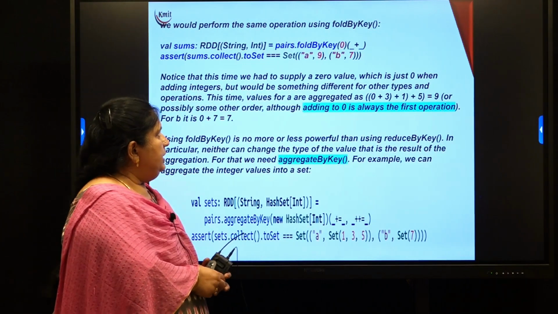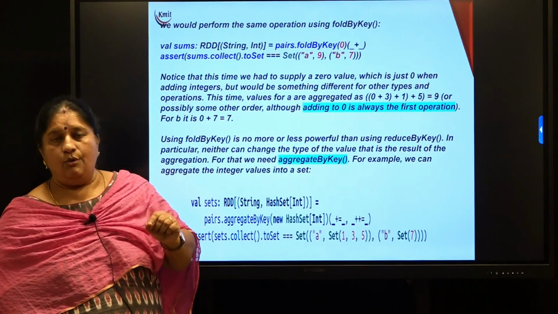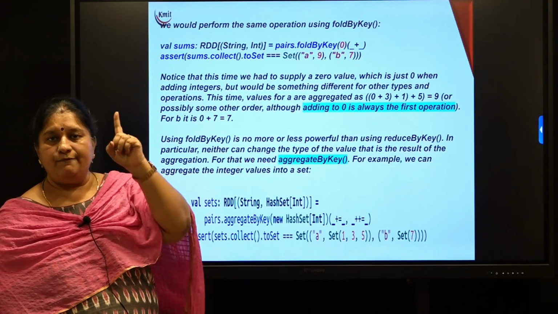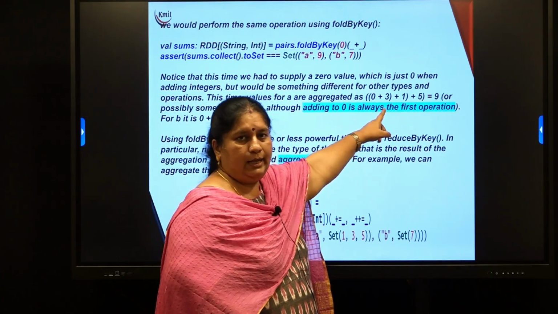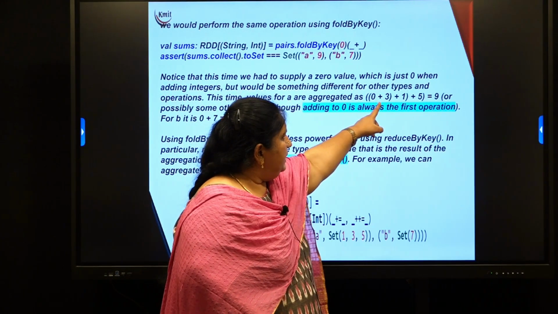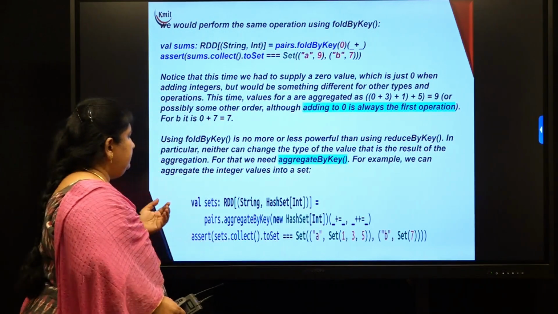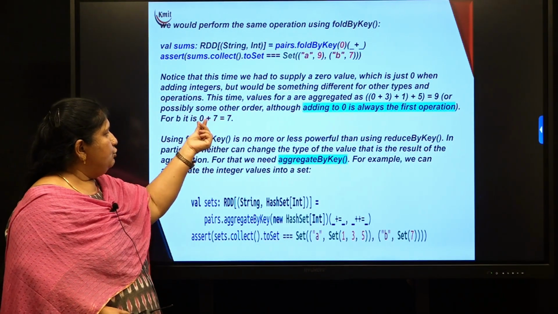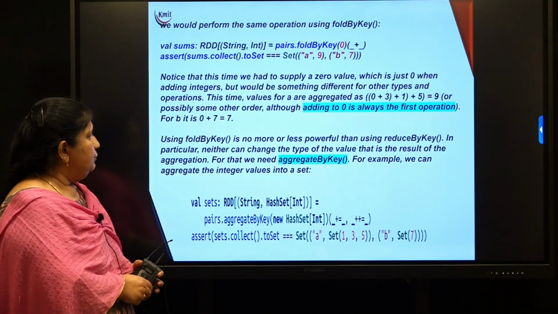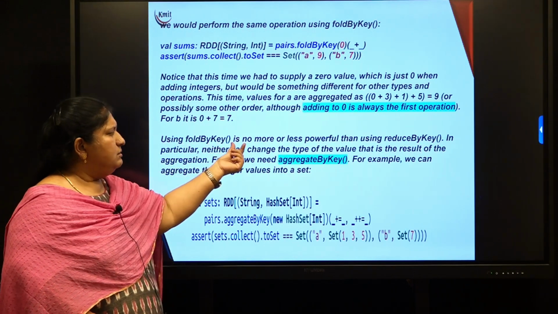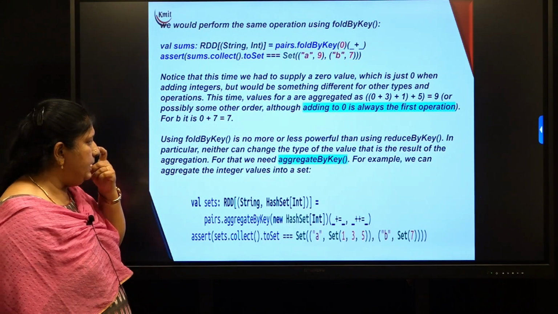But whenever you are giving fold by key and you are giving 0, addition or summation with 0 is always the first operation. With what value it is going to add, that cannot be guaranteed, but 0 plus one of the values will definitely be the first operation. Similarly, for the second key, there is no matching key, so it will do 0 plus 7 in this example. So using fold by key is no more or less powerful than using reduce by key.